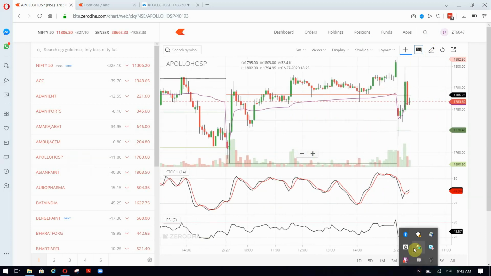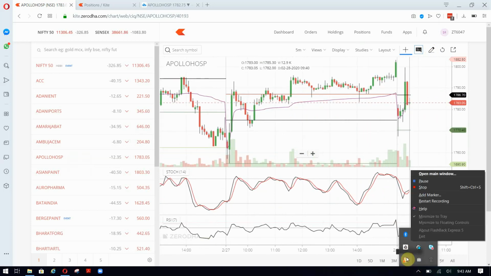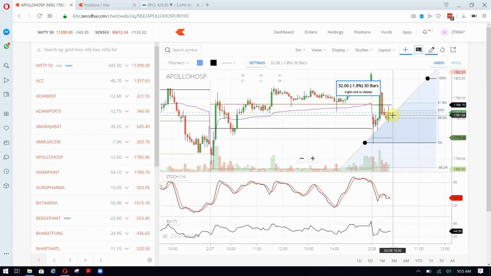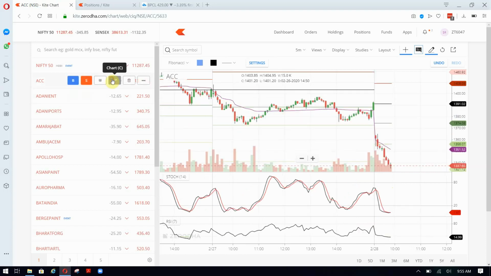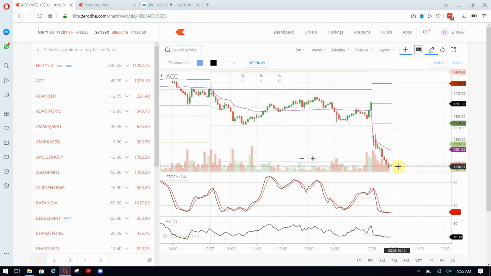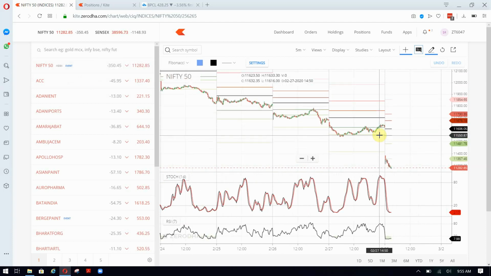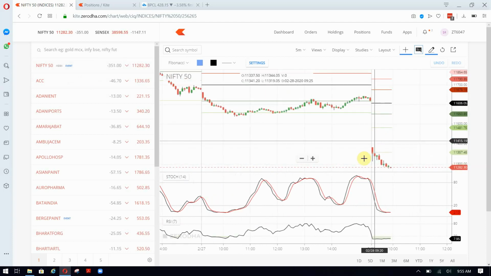Right, let me pause it. Okay, so if you remember some time back, I said Apollo Hospital will test 38, right? So see, it tested already. And ACC, it's still in the hell only. So it looks like market is going to correct temporarily. Let us see.